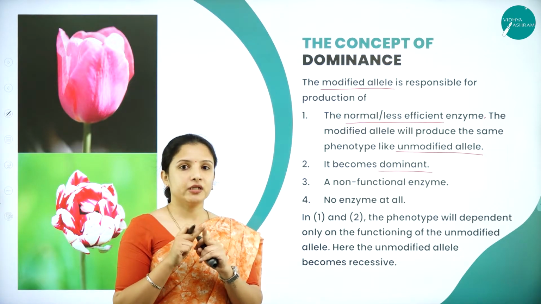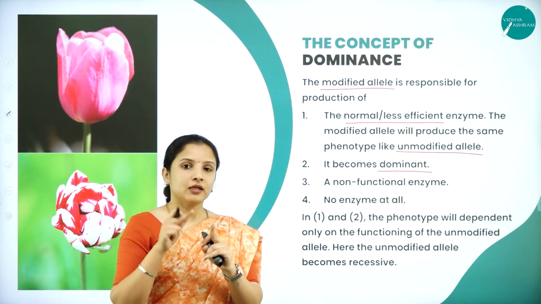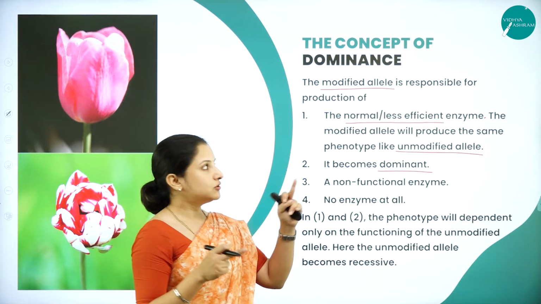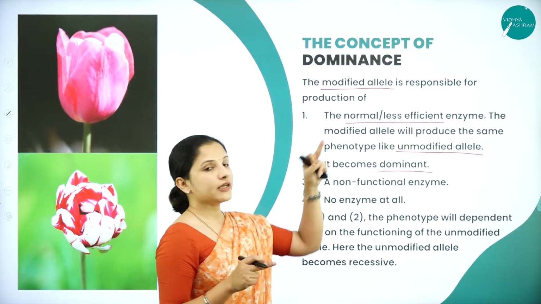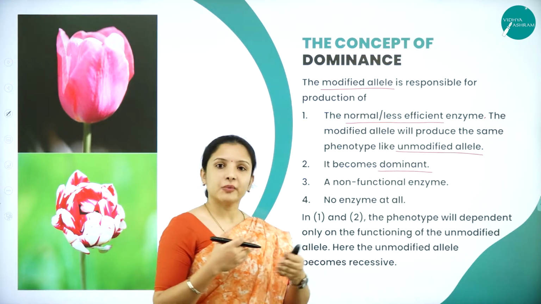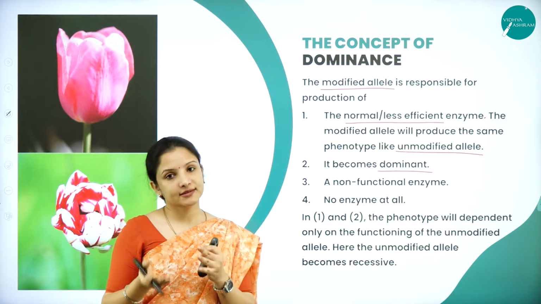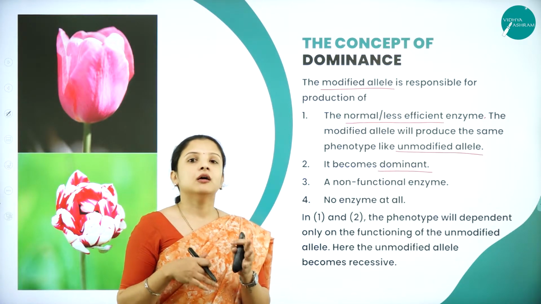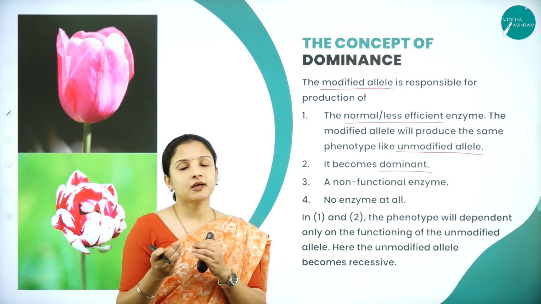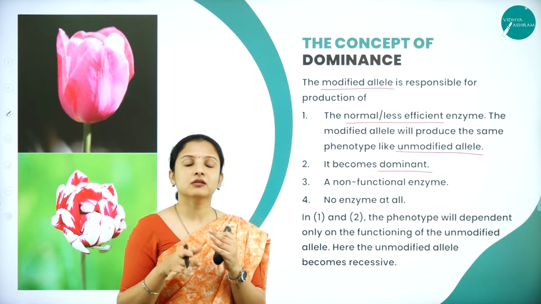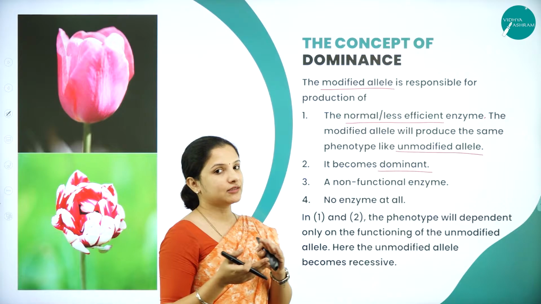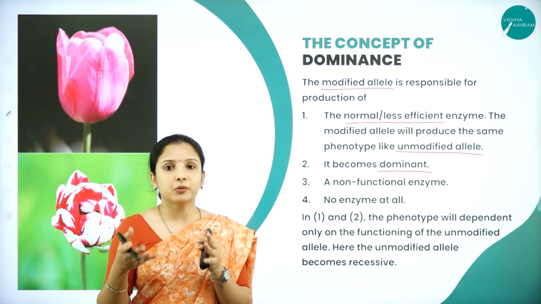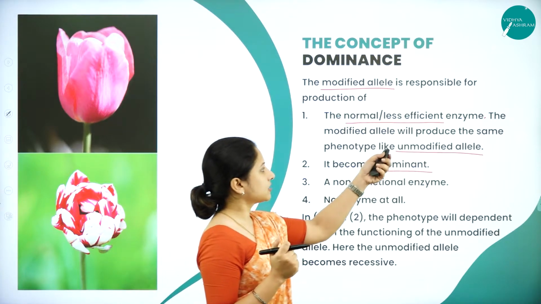Say for example here, the dominant allele is not modified, whereas the recessive allele is modified. So if one of the alleles is modified, it may function normally if it is a modified recessive allele. If it is a modified dominant allele, then some changes may occur in the production of the enzyme or the functioning of the enzyme. Therefore, it will not be able to properly transform the substrate. So that is what happens.